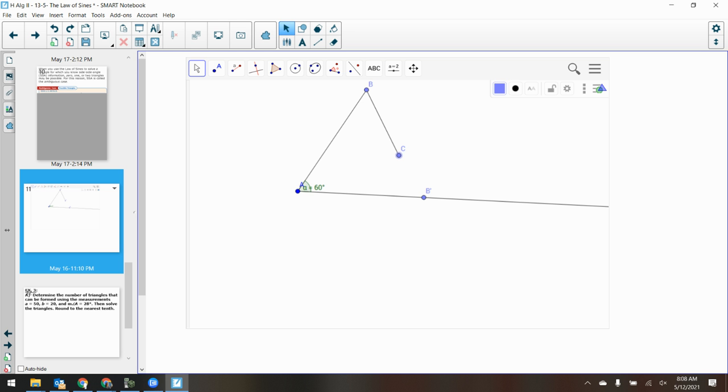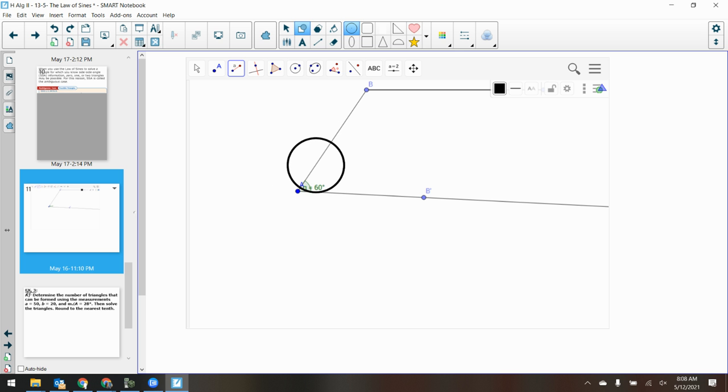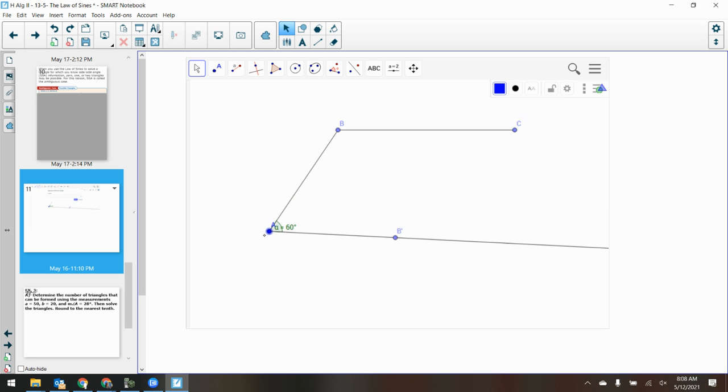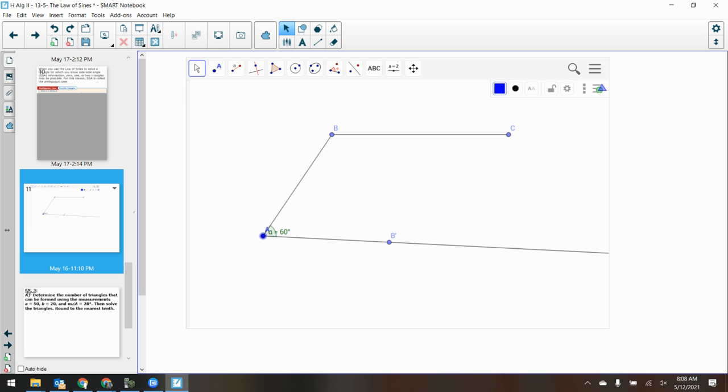So let's delete away this point and maybe make that side a little bit longer. The first side was 5, so maybe let's make this side 7. Now, can I create a circle? No, I want the move tool. Can I create a triangle here now?